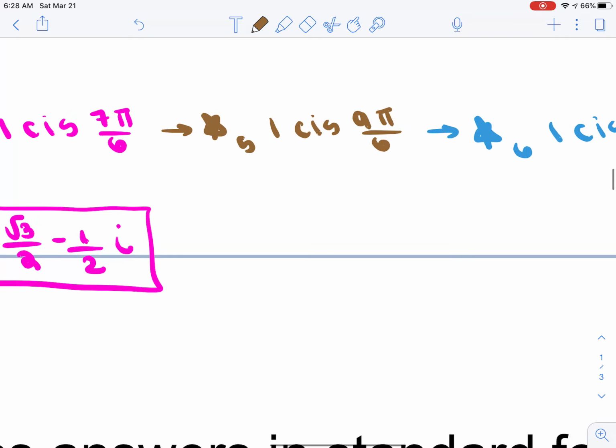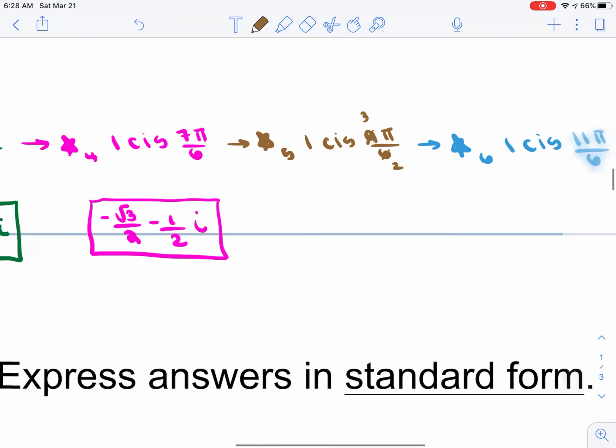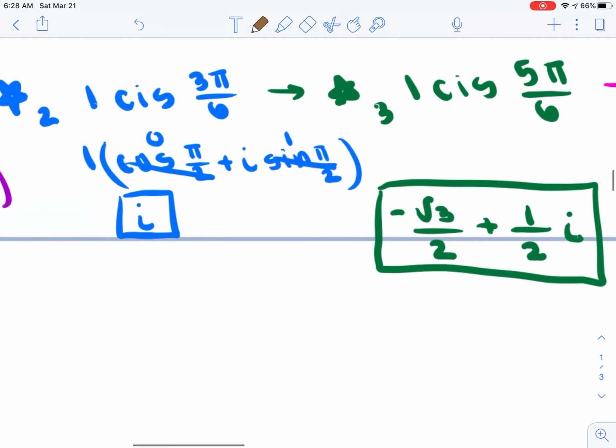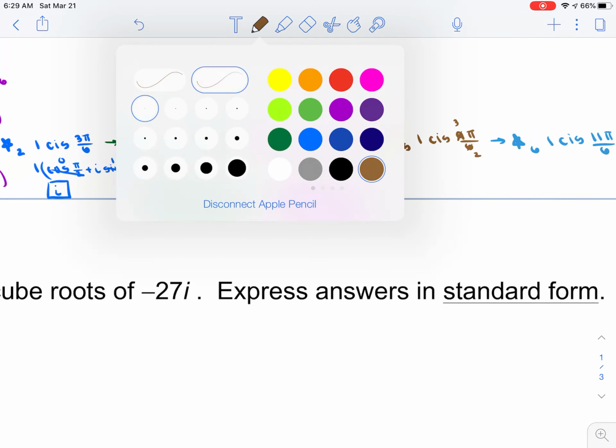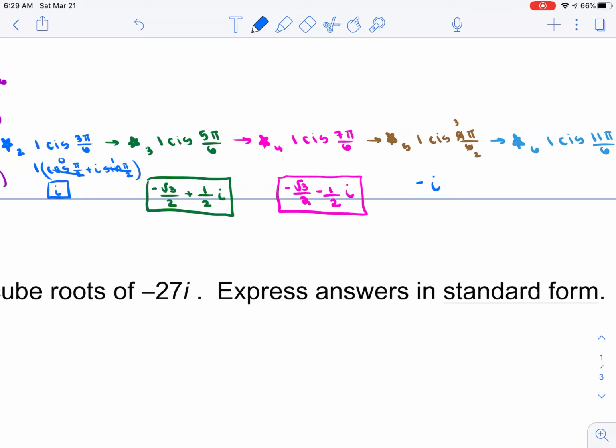For this answer here, reduce this by 3. You're going to see that this is 3 pi over 2. And kind of going back to that answer that I got in blue, it's going to be the same thing, but now the sine of 3 pi over 2 is negative 1. So this is just going to be negative i. Oh, let's go brown.